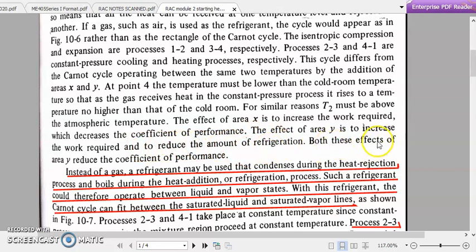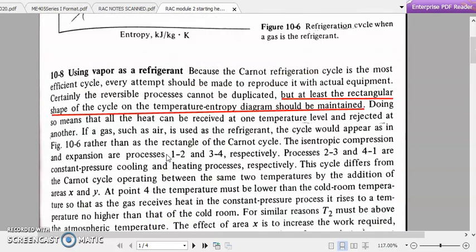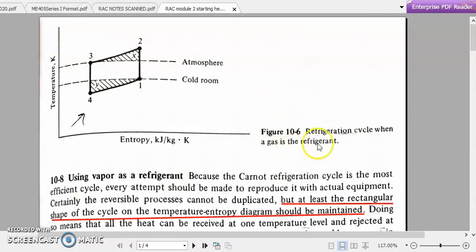Both of these areas X and Y reduce the coefficient of performance, but it cannot be avoided because here we are using gas as the refrigerant, gas as the working fluid. We know the shape of this TS diagram is different from our Carnot refrigeration cycle shape, so it has lesser efficiency than the Carnot cycle. Suppose we want to introduce the rectangular shape of the Carnot refrigeration cycle in the TS diagram. So what can be the next alternative?